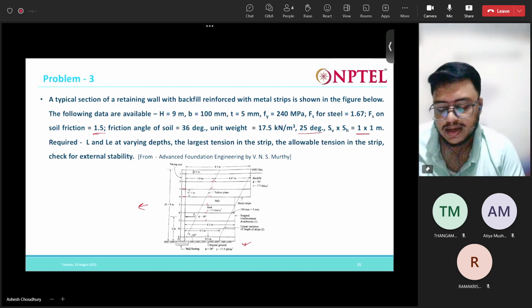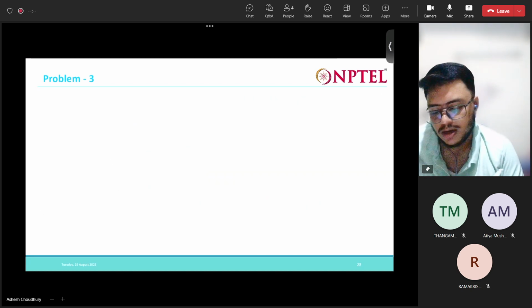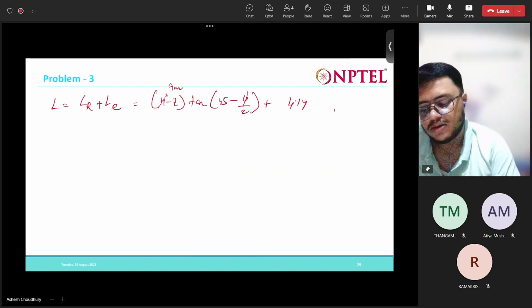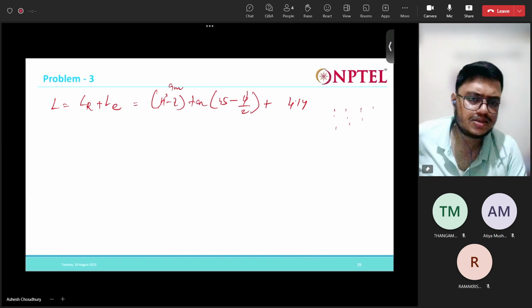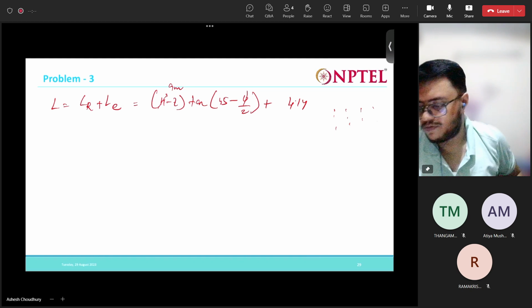All right, so you can calculate for each step. Similar to the previous one, you can make a table and you can calculate the L, and you can provide as per your choice. You can provide the total length. Okay, total length of each reinforcement.